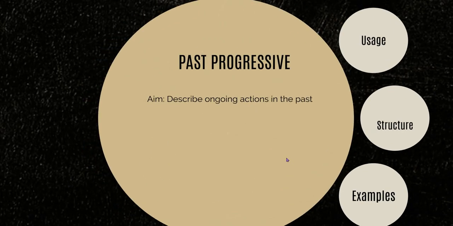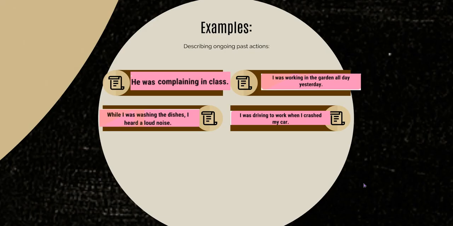Now, let's see more examples. All of these sentences describe ongoing past actions. Look at this. He was complaining in the class. I was working in the garden all day yesterday. While I was washing the dishes, I heard a loud noise. I was driving to work when I crashed my car.